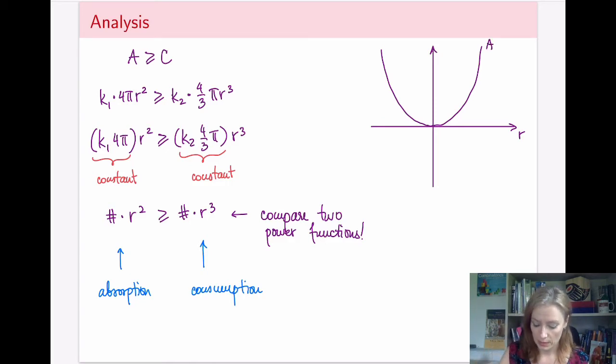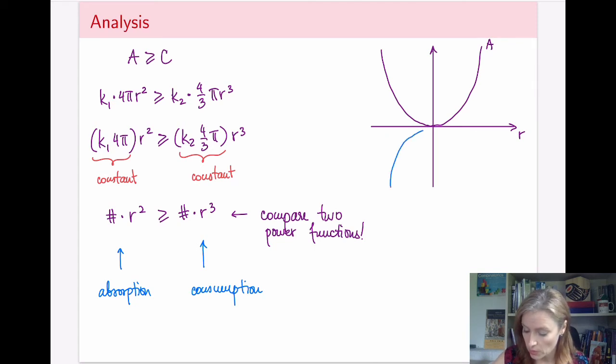Okay, and for the other graph, for the consumption, what I have is that it's some number times r cubed, which again means that it's the general cubic snaky shape times some number, so it might be a little bit stretched out or flattened out, but the overall shape is a cubic function.